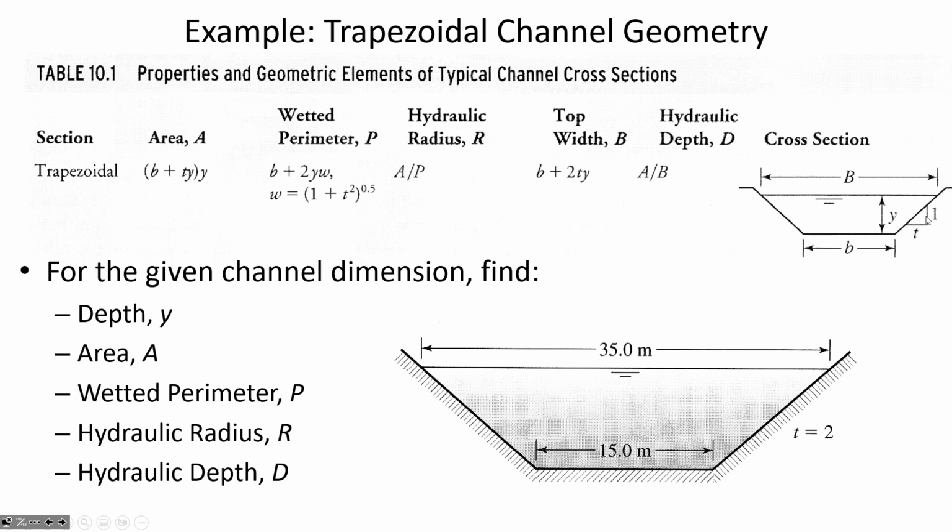Now it doesn't explicitly tell you how deep the water is here, but we can figure that out because the side slope is defined. Since the side slope is 2 to 1, what that means is that for every unit of depth, there are 2 units of width on the side. So what we know is that this top part is 35 in total. This part of it is 15.